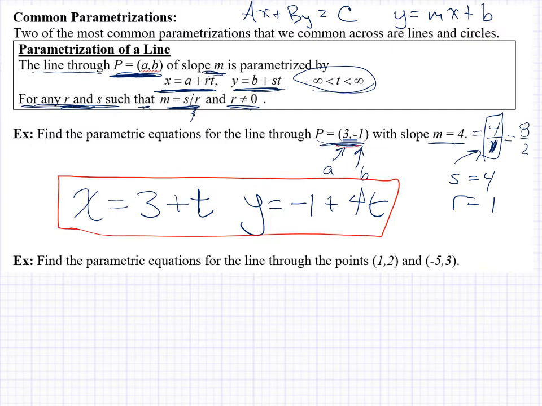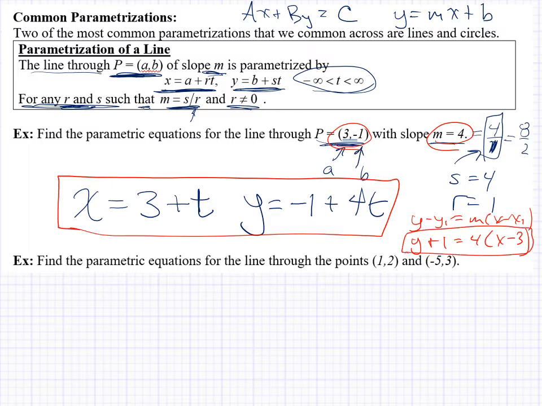We could also use our point-slope formula to write the xy equation that describes this line. It's not what it asked for in this problem, but you could easily do it. Our point-slope form: y minus y1 equals m times (x minus x1). And so we could say y plus 1 equals 4 times (x minus 3). And then we could simplify that more. I'm not going to do that because it wasn't the point of the question, but nonetheless, there's your xy equation, there's your parametric equations.